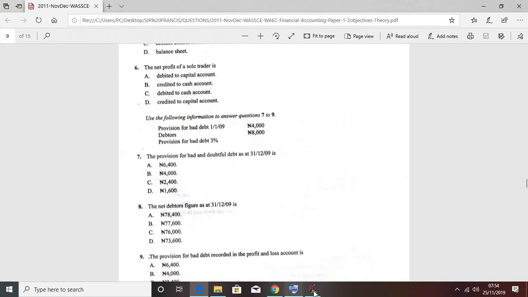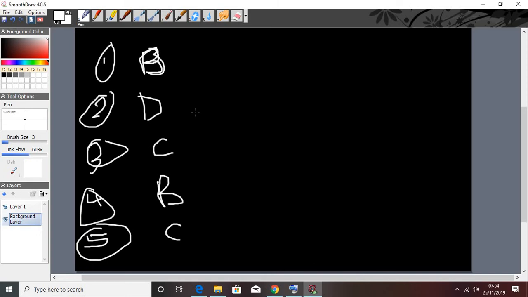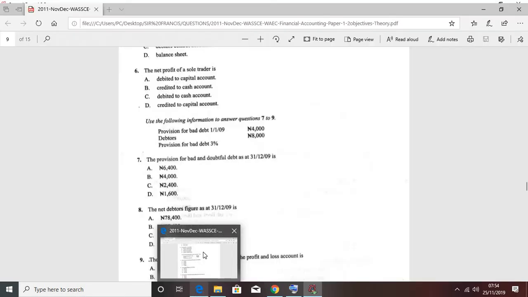So the answer for question number 6 is D. So let's write it here. Question number 6 is D. Okay, it's D. So let's move on to the other aspect of the question.